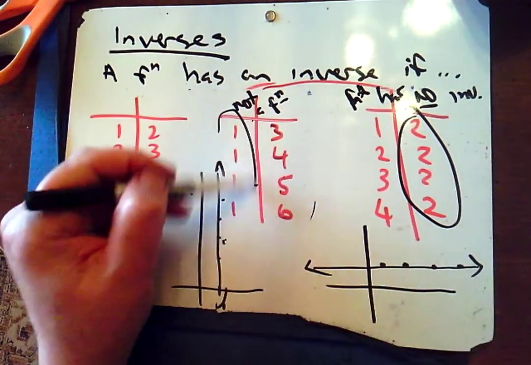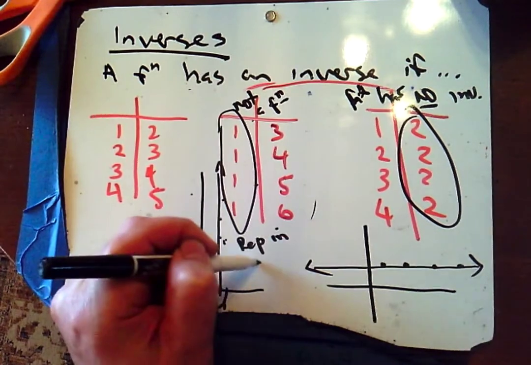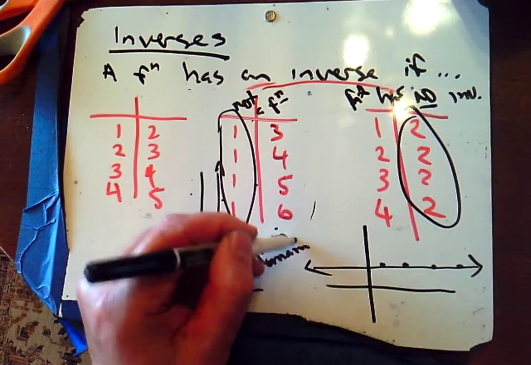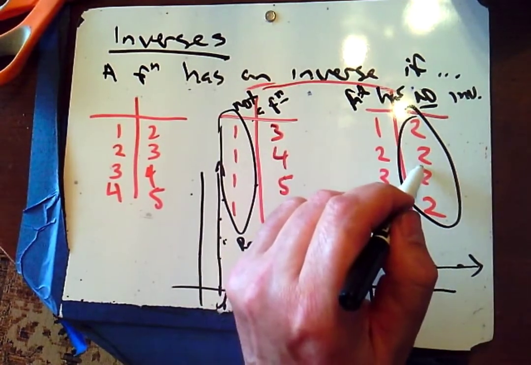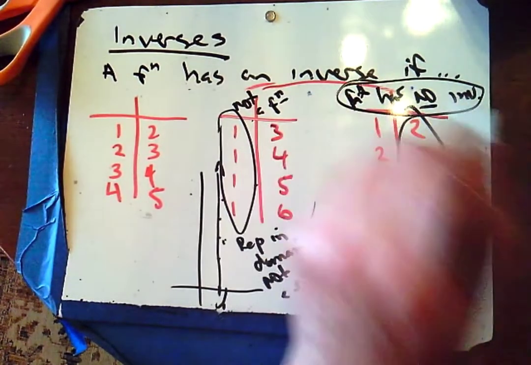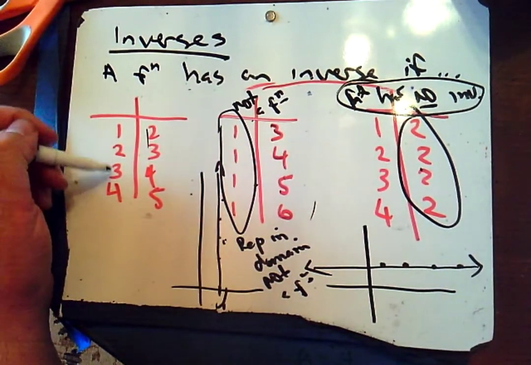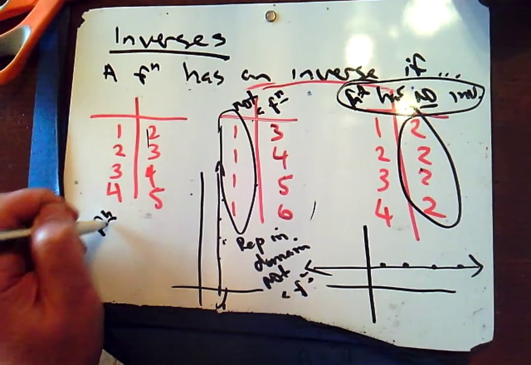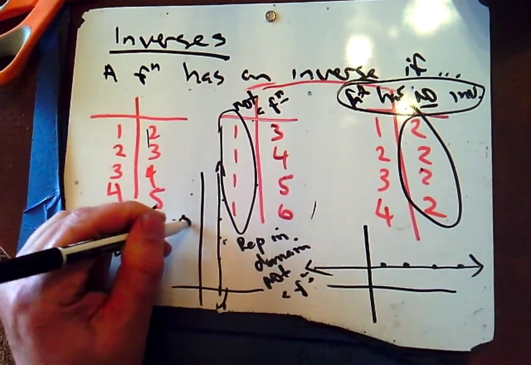So if you see repetition in the domain, we say that's not a function. If we see repetition in the range, then we say that function has no inverse. Do you see any repetition in the domain or range here? So we say this function has an inverse.